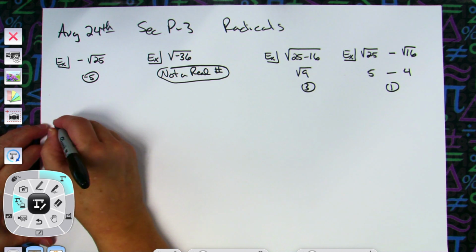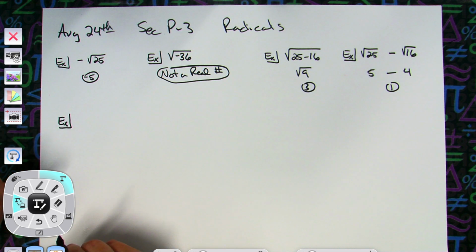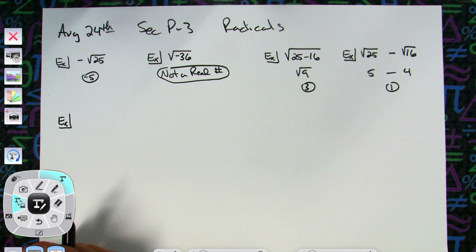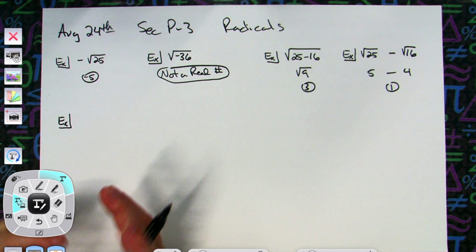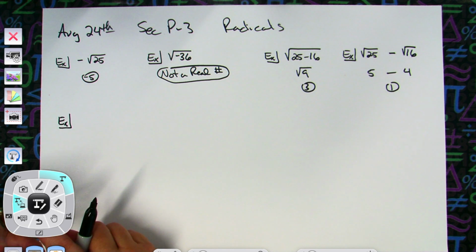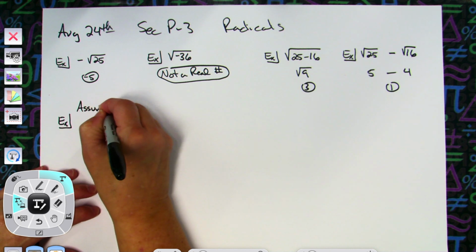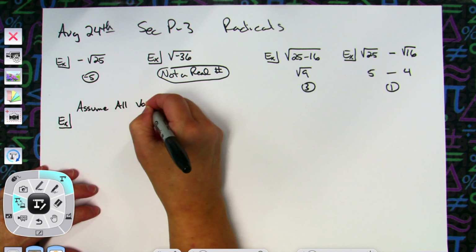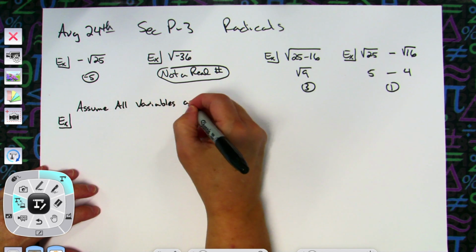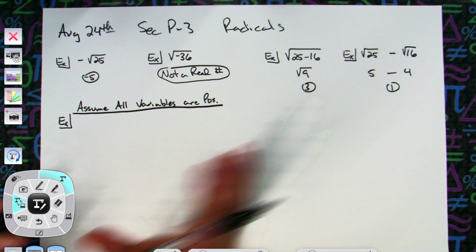Now, they do want you to be able to do variables. You did variables in Algebra 2. Right here in this beginning section, they're not going to worry about absolute value bars, which I don't know if you did any in Algebra 2. You should have. When you simplified your radicals with variables, you should have used some absolute value bars. But what we're going to do is assume all variables are positive. So let's actually write that. Assume all variables are positive. And what that allows us to do is avoid those absolute value bars.